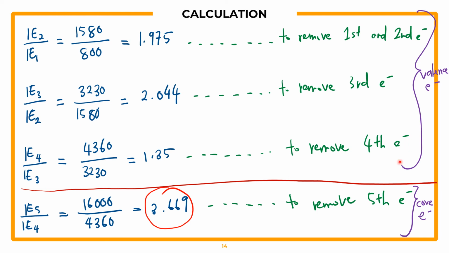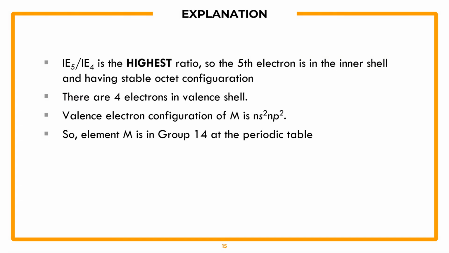So di sini ada berapa banyak valence electron kita? Kita ada sebanyak 1, 2, 3, 4. So how many valence electrons? Kita ada sebanyak 4 valence electrons. So from there, explanation kita will be IE5 over IE4 is the highest ratio or has the highest ratio. So the fifth electron is located in the inner shell and having stable octet configuration.